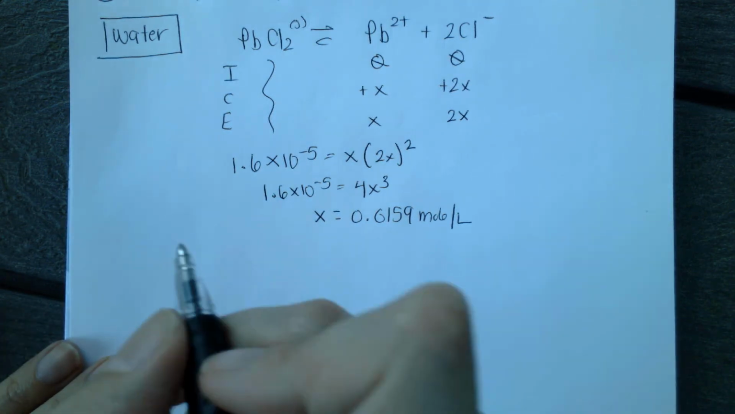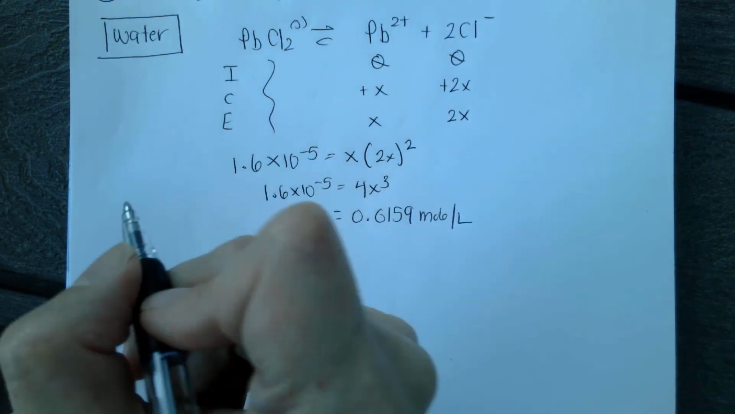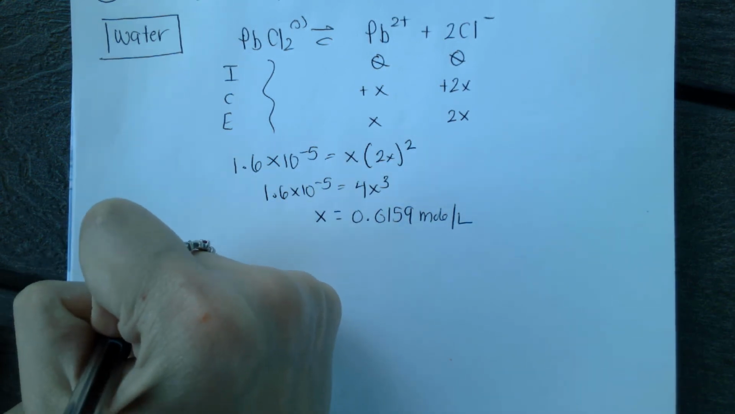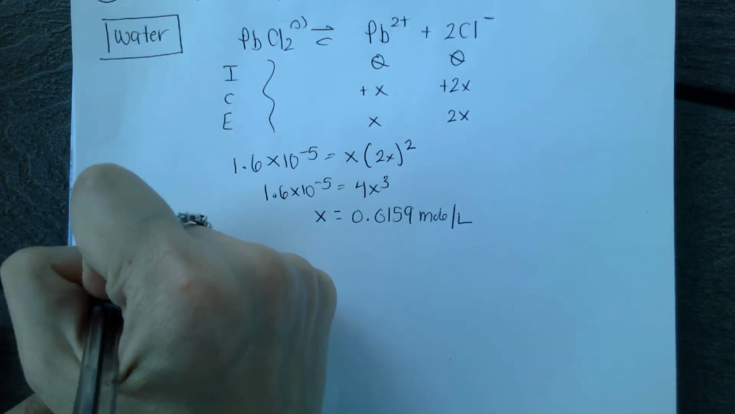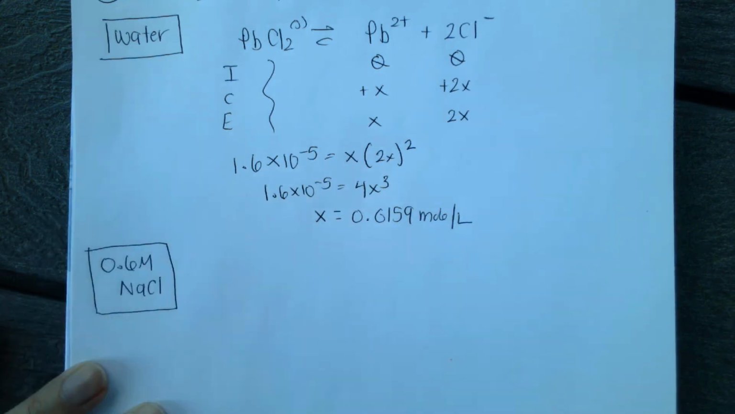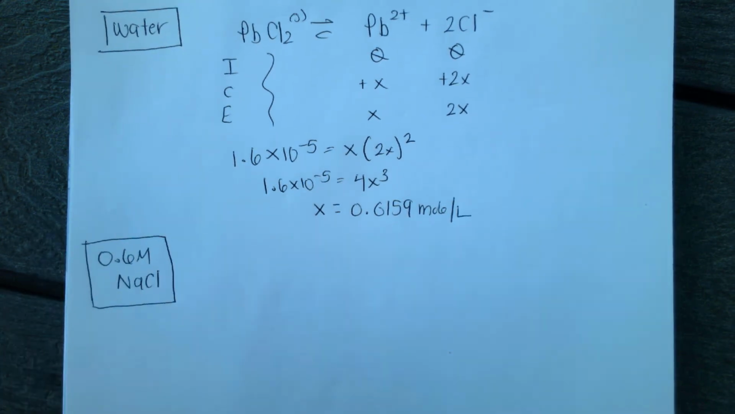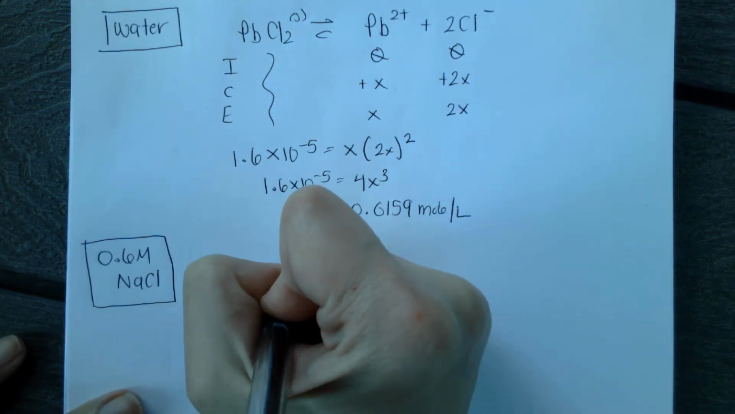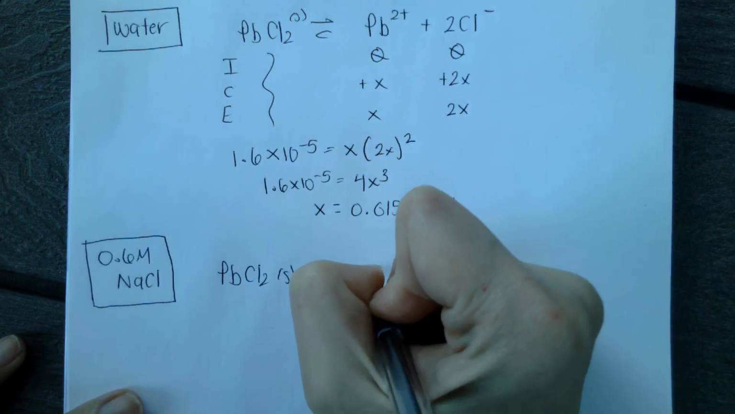Okay, so now instead of water, let's say we had a pretty salty solution. So now we want to look at the solubility in a 0.6 molar NaCl solution. So 0.6, that's kind of salty like the ocean. So let's say we tried to now dissolve the lead chloride in ocean water. So PbCl2, still same process.